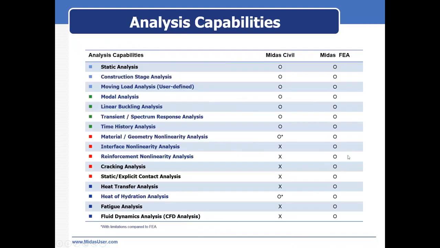Now let's compare the analysis capabilities of Civil and FEA. Midas Civil provides all the top 7 analysis capabilities, and those are well supported in FEA also, but there are some additional analysis capabilities in FEA like interface nonlinearity, reinforcement nonlinearity, cracking analysis of concrete, contact analysis, heat transfer, heat of hydration, fatigue analysis, and CFD analysis. Let's see these analysis capabilities in detail.